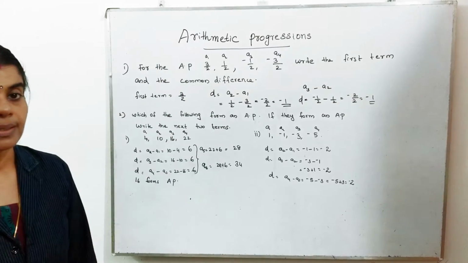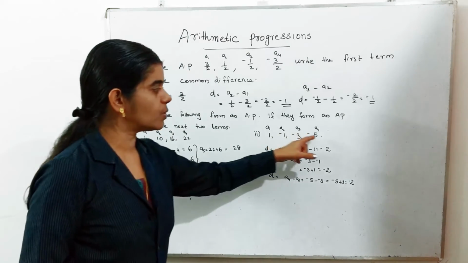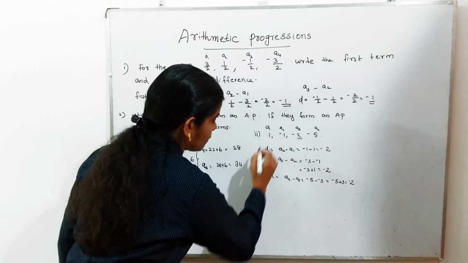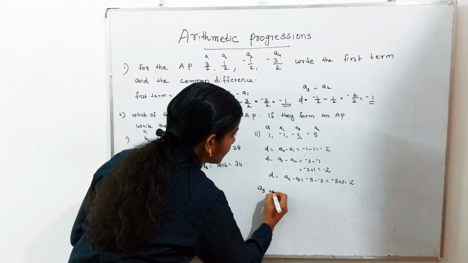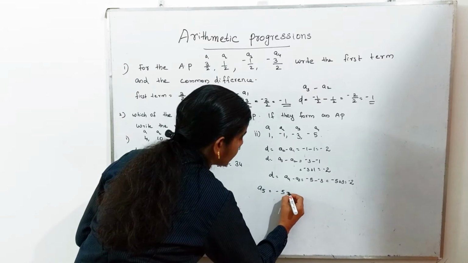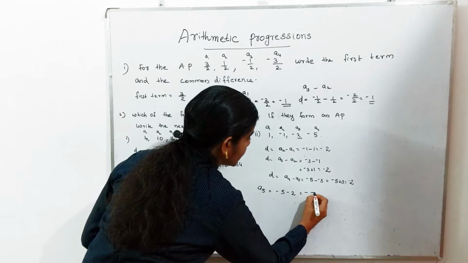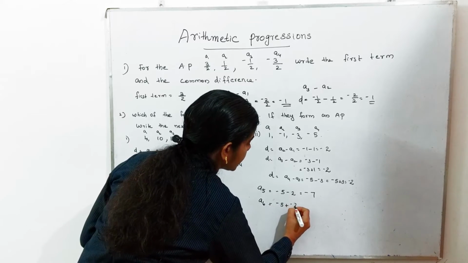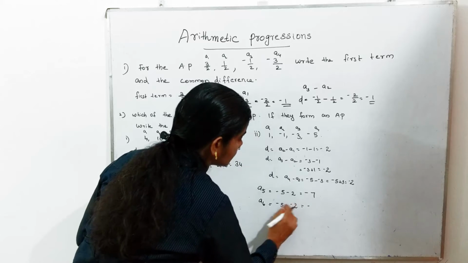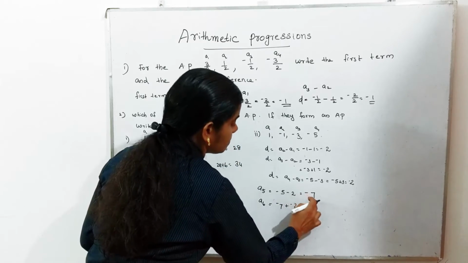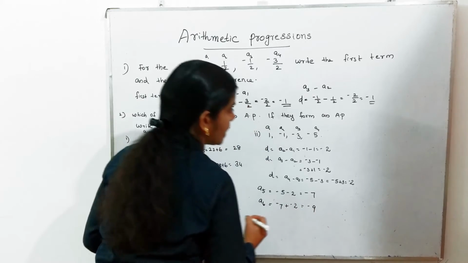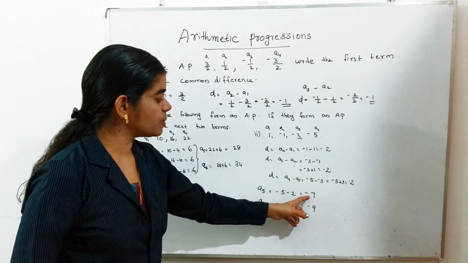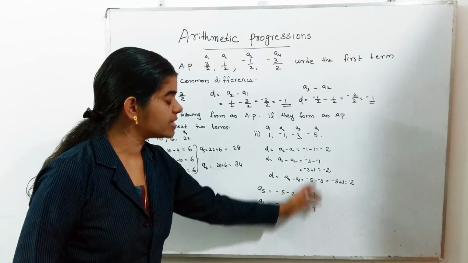Every time you got D is equal to minus 2. Therefore, this also forms an AP. Therefore, what is the common difference? Minus 2. Then, what will be the next term? A5 is equal to minus 5 minus 2, that is equal to minus 7. A6 next will be minus 7 plus minus 2, that you got minus 9. Therefore, the next two terms will be minus 7 and minus 9.